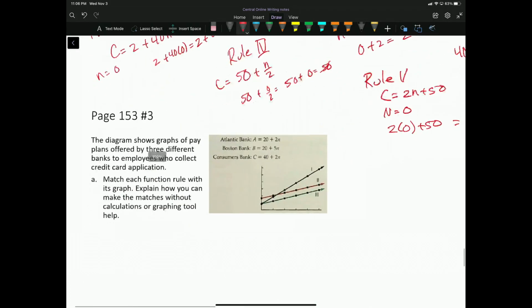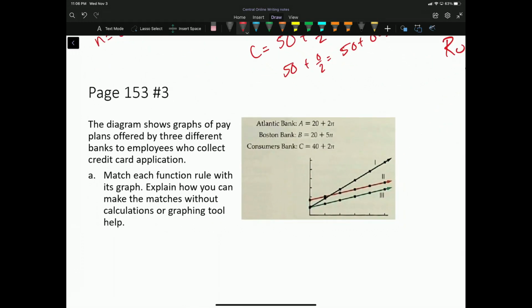All right, so the diagram shows graphs of pay plans offered by 3 different banks to employees who collect credit card applications. Match each function rule with its graph, right? So we have Atlantic, Boston, and Consumers Bank. Explain how you make the matches without calculation or graphing tools needed. So we're not going to do any calculations, we're just going to look at the numbers here, right?